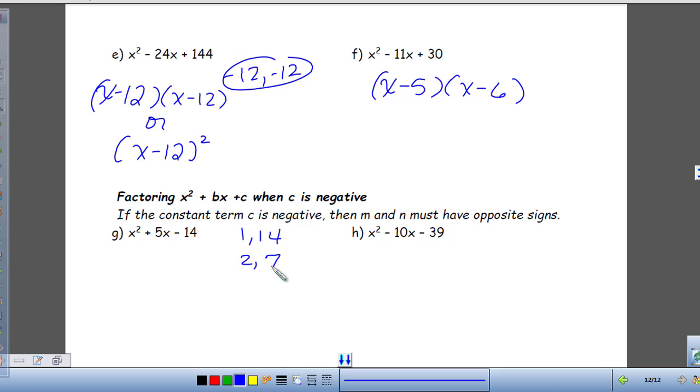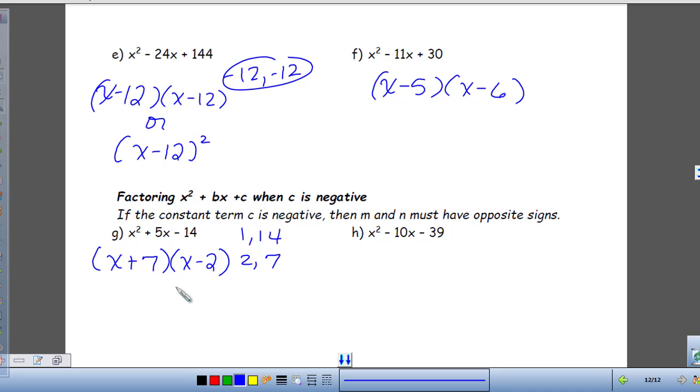Okay, looks like we could get it with maybe 2 and 7. Okay, 7 has the larger absolute value, so it's going to have the same sign as 5x. Okay, so we're going to say x plus 7 times x minus 2. Okay, that way in the middle we get plus 7x minus 2x. We get positive 5x. Questions about that?